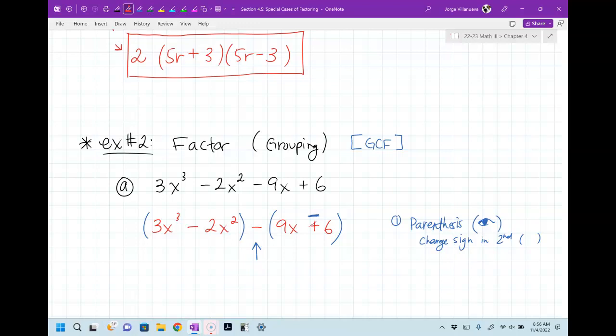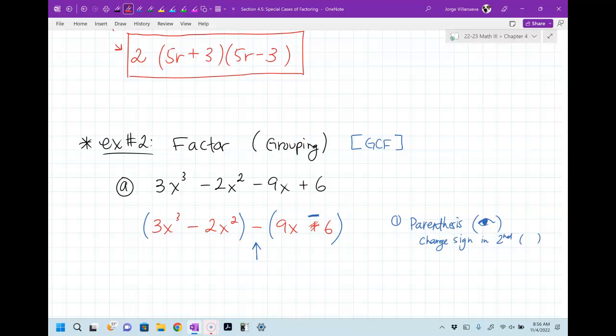So I'm going to do this really quick. All right, so we have a minus there. Okay, first step, put parentheses around the first two terms, second two terms. If there's a minus sign in the middle, then change the sign in the second parentheses. If there's a plus sign, you don't have to change anything. But if there's a minus sign, you gotta change the second one.